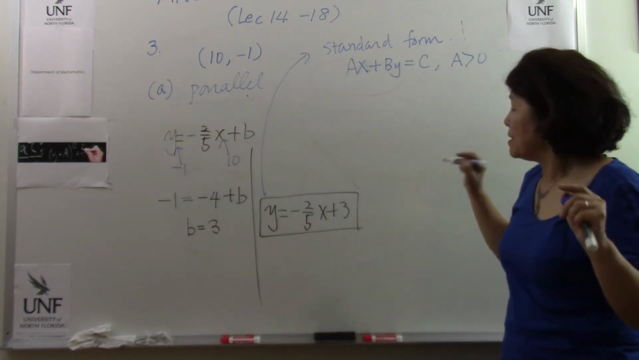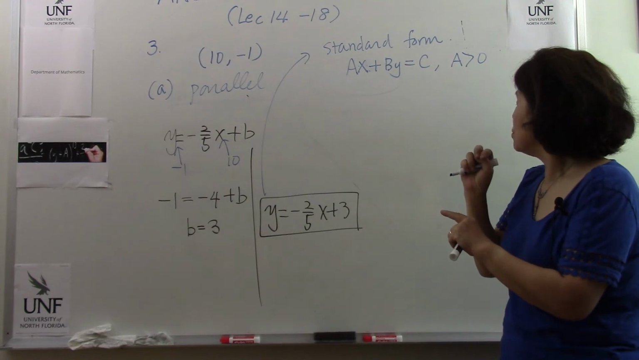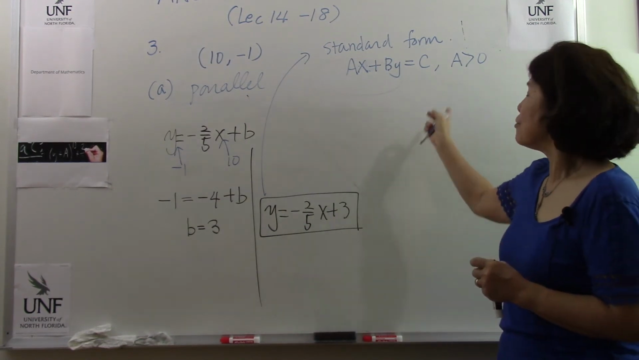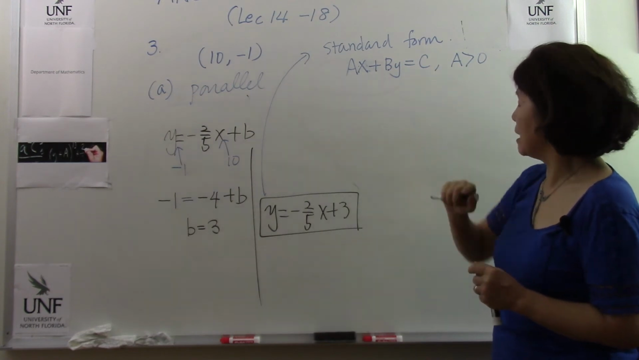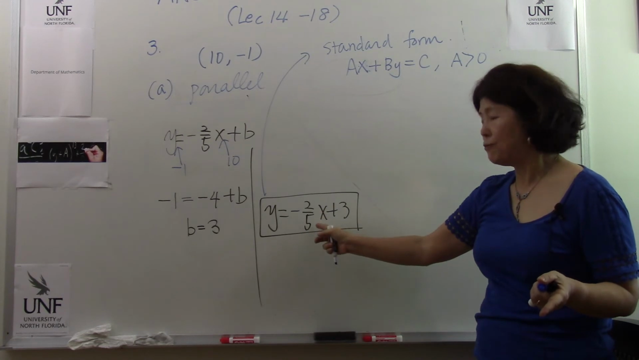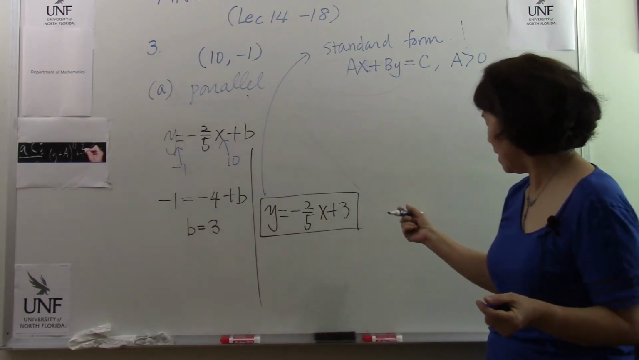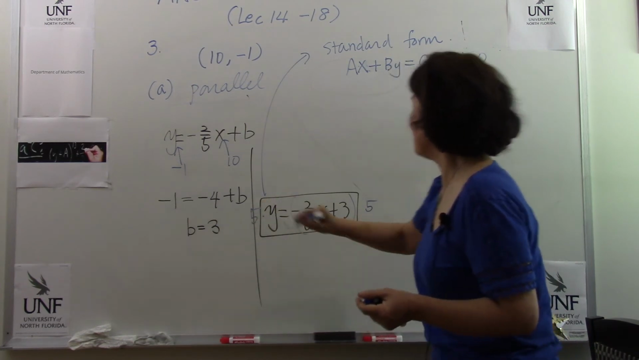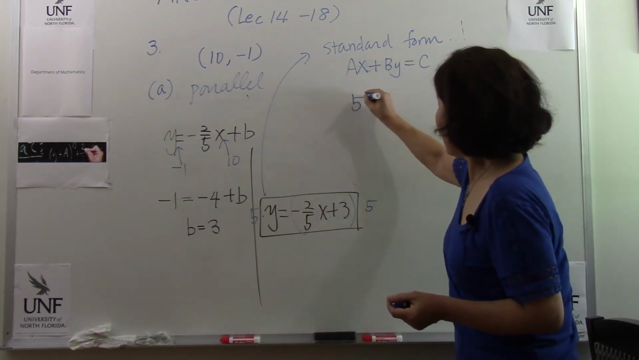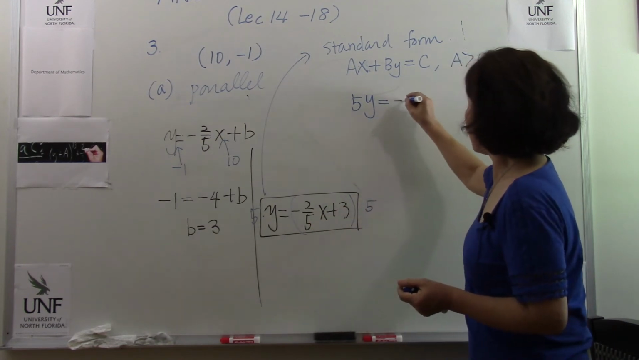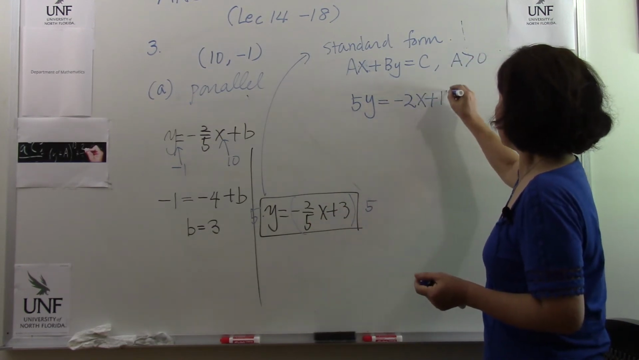So the very first thing is you are not going to see a fraction in standard form. So from here, your first job, get rid of this denominator 5. So how do you do it? Yes, we multiply both sides by 5. So make it 5y equals, 5 cancels this, so minus 2x plus 15.